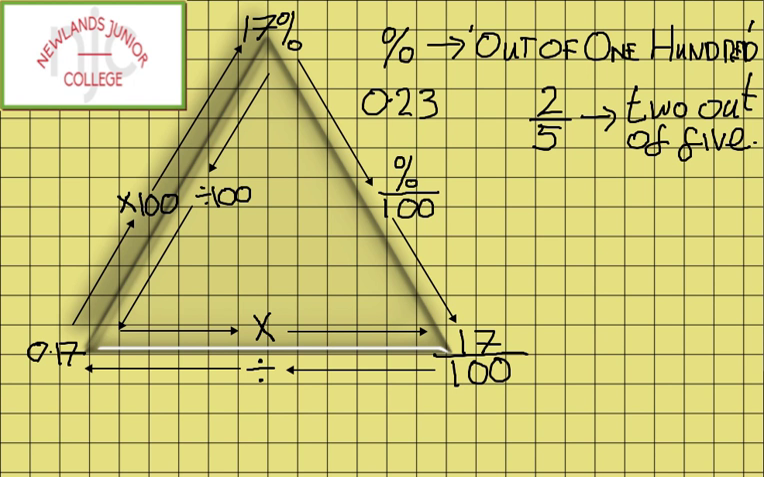Okay, finally, what if you want to go from a fraction back to a percentage? Well, this one, there's two steps to it. The first one, all you do is you divide. You divide the fraction exactly as it tells you to. So in this case, 17 divided by 100. So step 1, divide.